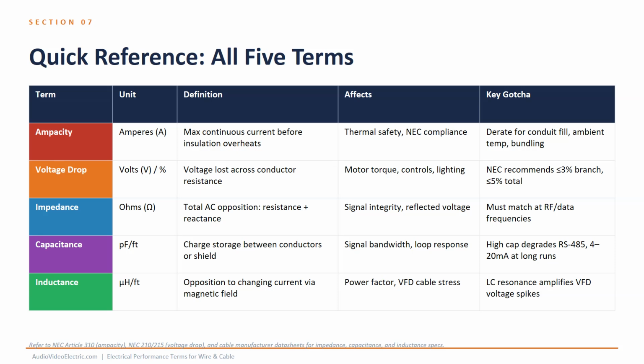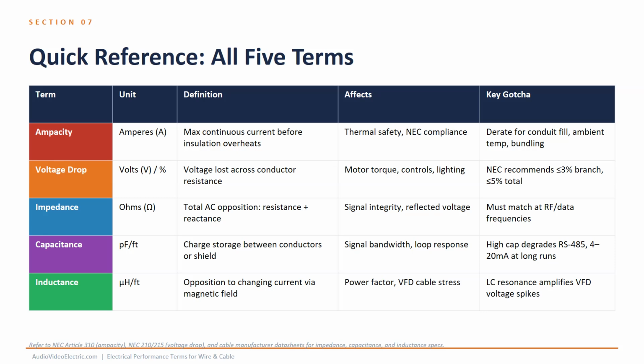Here's a quick reference for all 5 terms. Ampacity is the maximum current before insulation overheats. Always derate for conduit fill, temperature, and bundling. Voltage drop is the voltage lost across the conductor, directly affecting motors, controls, and lighting.